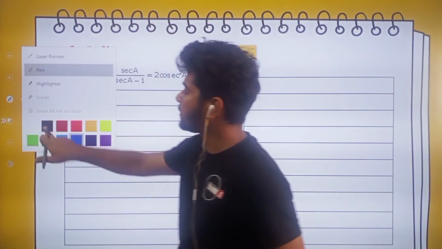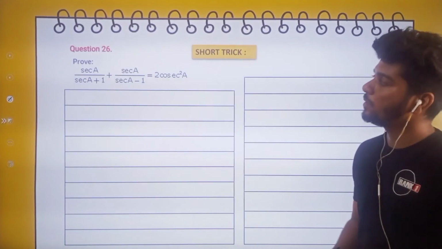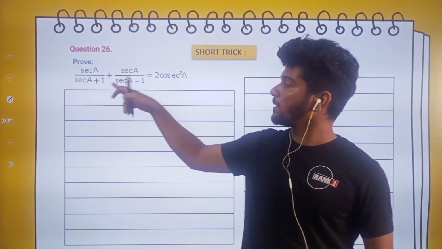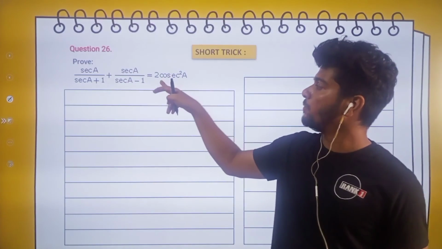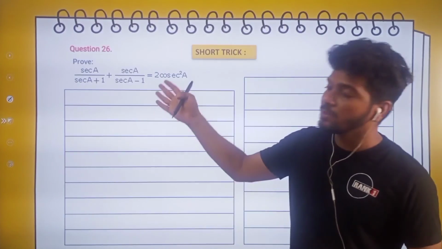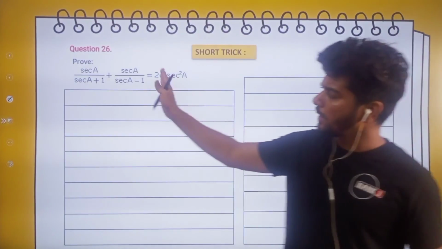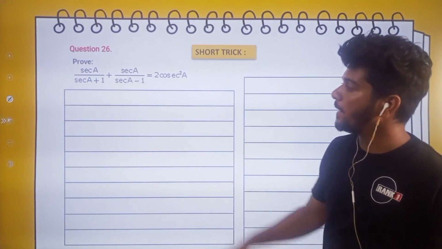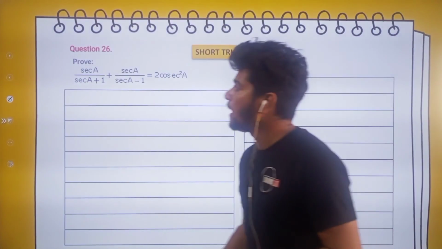I hope you can solve this sum. What is the sum all about? 26 sum. Sec a upon sec a plus 1, plus sec a upon sec a minus 1. We have to equate it to 2 cosec square a. Same sum. You need to take sec a common. Then you can easily get the answer.